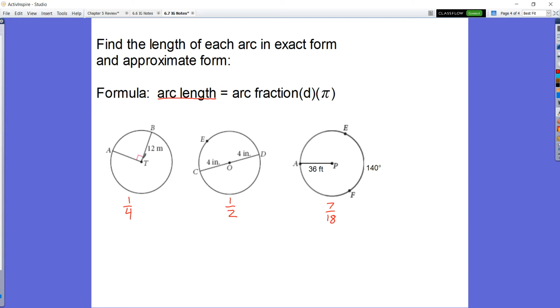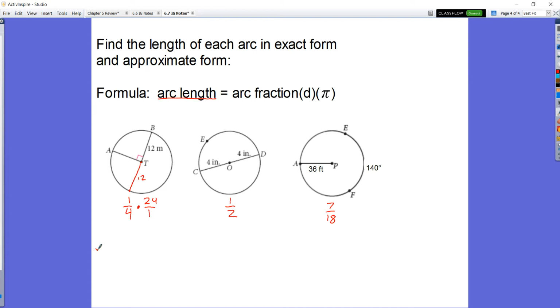Taking a look at this circle, I have a radius of 12. So my diameter would be all the way to the end of the circle. Radius is halfway, so this is also going to be 12, which means my entire diameter is going to be 24. So I'm going to take my fraction and multiply it by the diameter. My diameter is 24, so we'll make that 24 over 1, making 24 into a fraction.